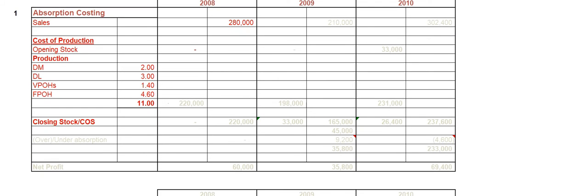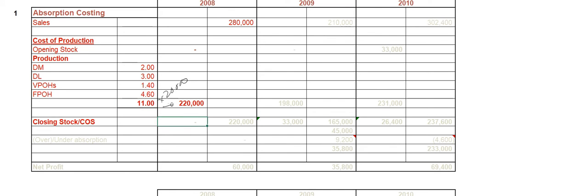Then what is your total production cost, which is 20,000? You understand? So 220,000, which is 20,000 times 11. Okay, so this is 20,000 times 11 will be 220,000. Okay, so what is your closing stock?